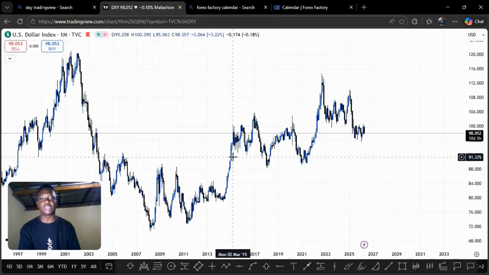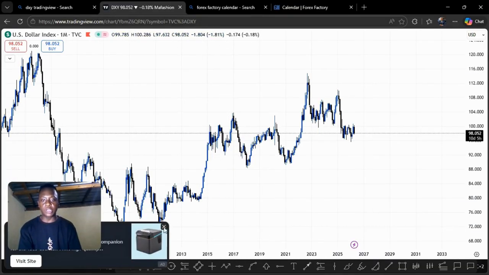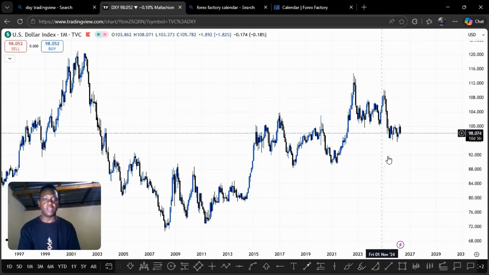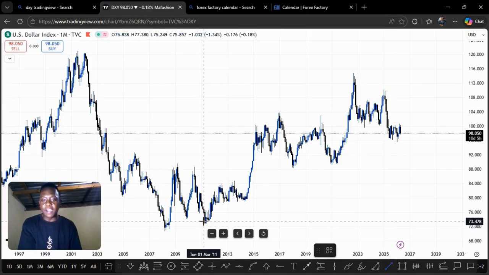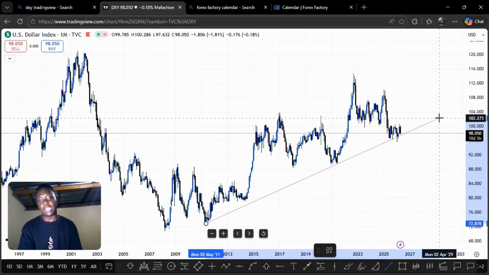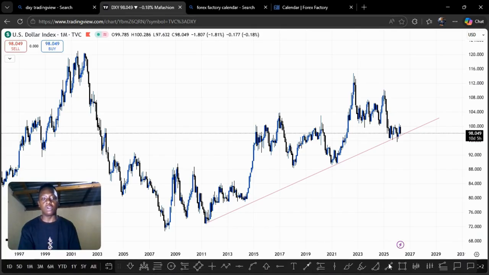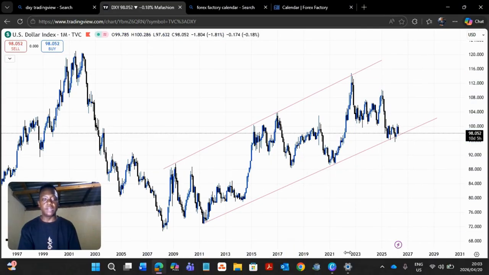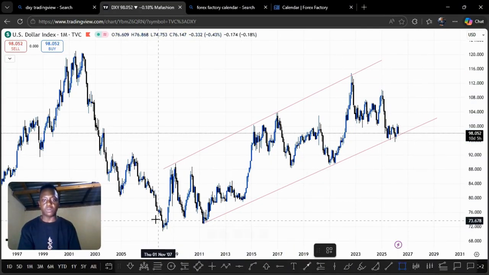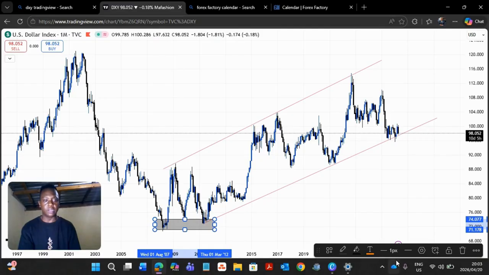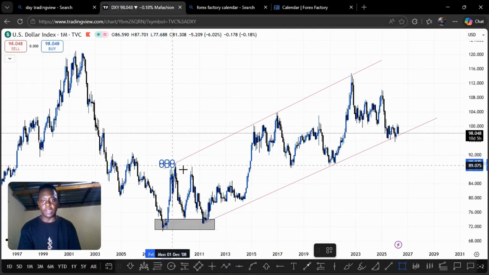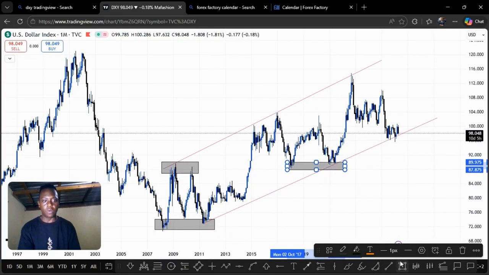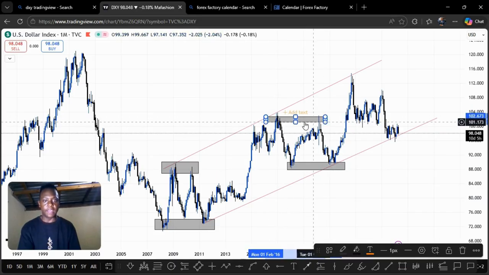So let's go back to DXY. On DXY, we're going to firstly look at the direction on the monthly time frame. Why is it important for us to understand the direction on the monthly time frame? So that on smaller time frames we can have entries. So we can clearly see that we had this low here, we had a high, we had a low, we had a high.